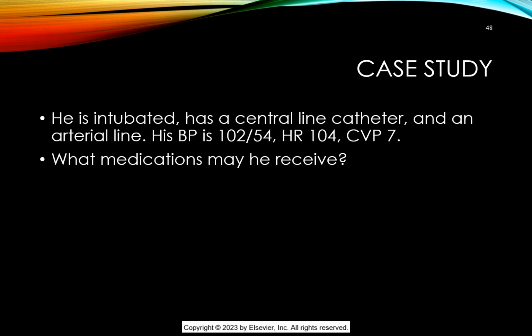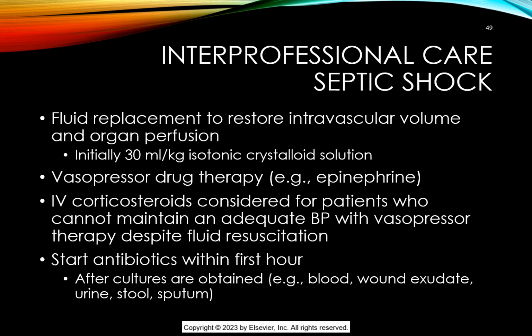He's intubated. He has a central line catheter and an ART line. You can see his vitals here as we think about what medications he will receive. We'll talk about that here, and we kind of already did, but obviously fluid replacement is the first thing. We want to restore that intravascular volume. We want to perfuse the organs. So we'll start 30 mils per kilogram of an isotonic crystalloid solution.